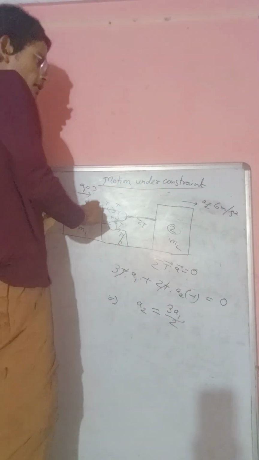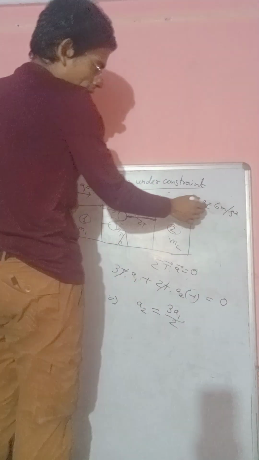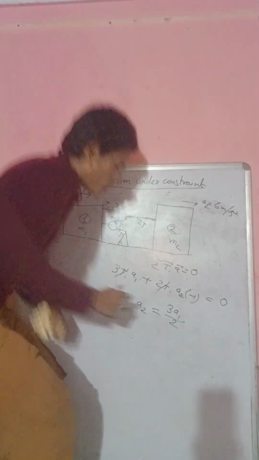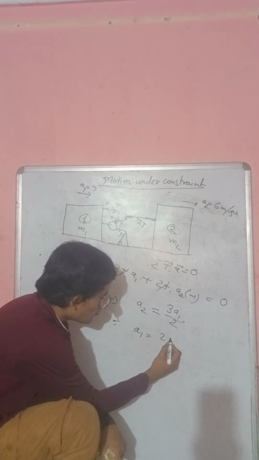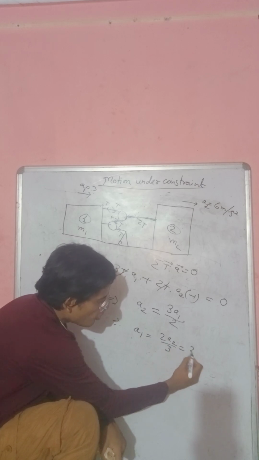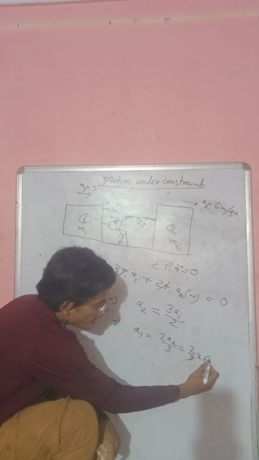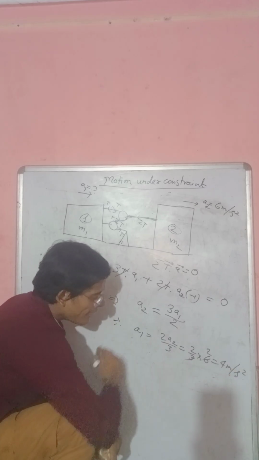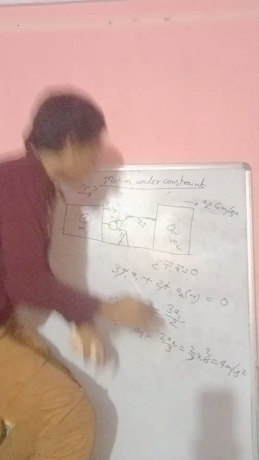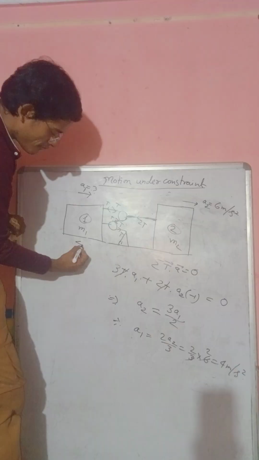Okay, so A2 is 6 meter per second square. So you can find out A1. Let's see. So A1 is 2A2 by 3, so 2 by 3 multiplied by 6. 4 meter per second square is the answer. That is the acceleration for this block, 4 meter per second square.